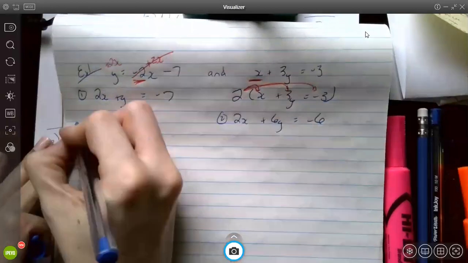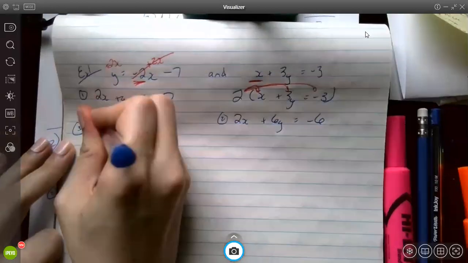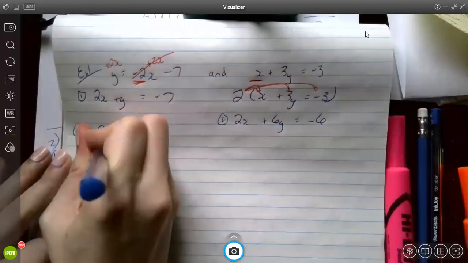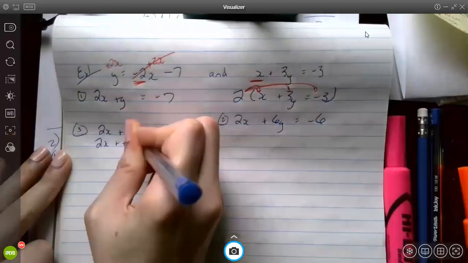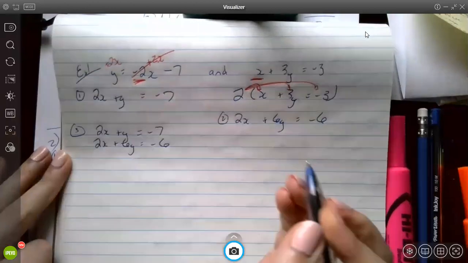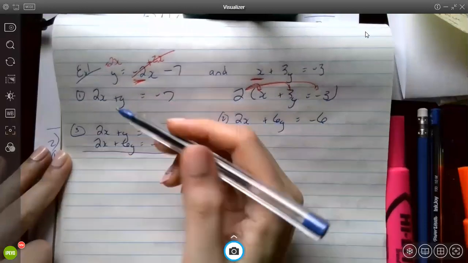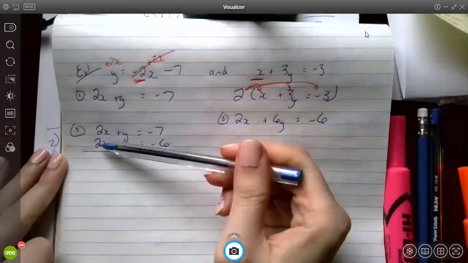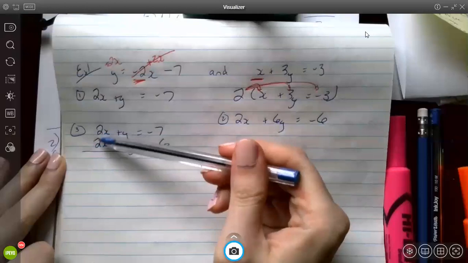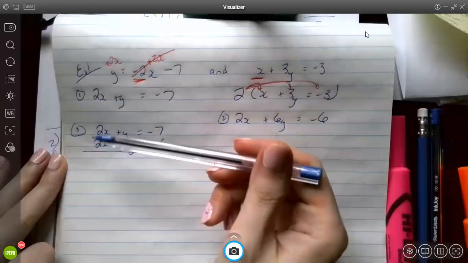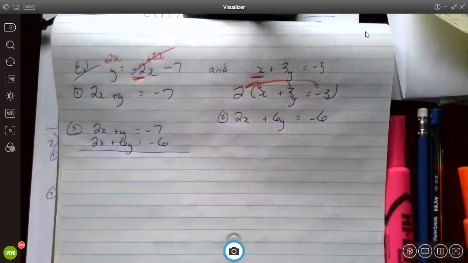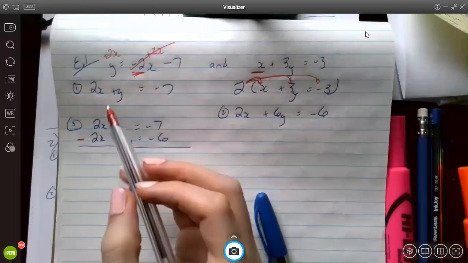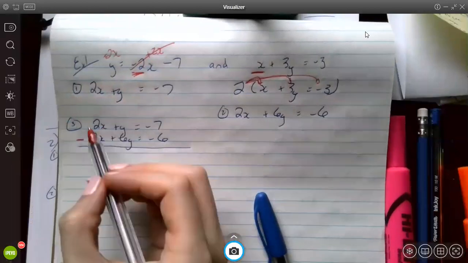The next step is to stack those two equations on top of each other. It doesn't matter which one goes on top. Then I need to either add or subtract them to get, in this case, my x's to cancel out. Whichever variable has the numbers that are the same, you need to cancel that one out. Because these are both positive 2's, in order to get them to cancel out, I'm going to have to subtract. So 2x minus 2x cancels out.